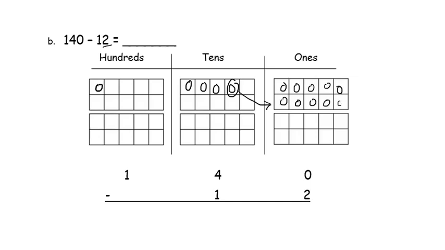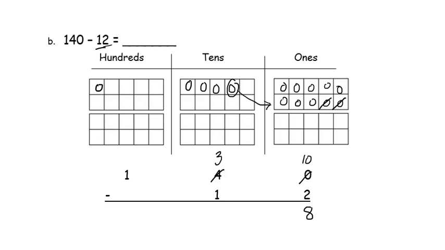And we'll record that step down below. I had 4 tens, I took one of them, so now I have 3. And I decompose that into 10 ones. That will allow me to take 2 of my ones away. So I cross off 2, and I'm left with 8 ones. 10 minus 2 is 8.